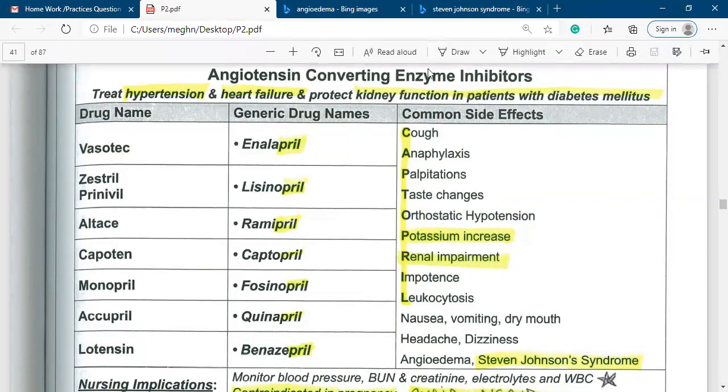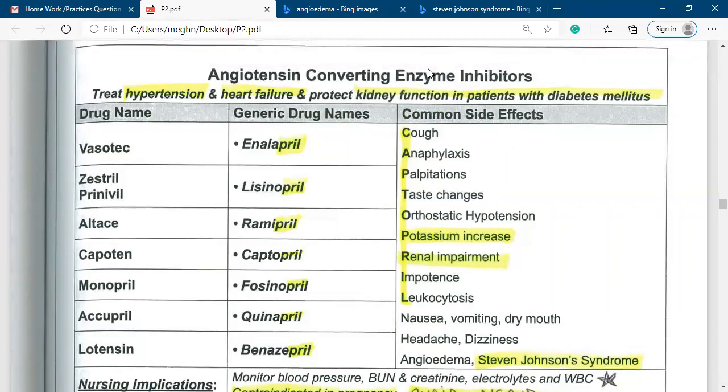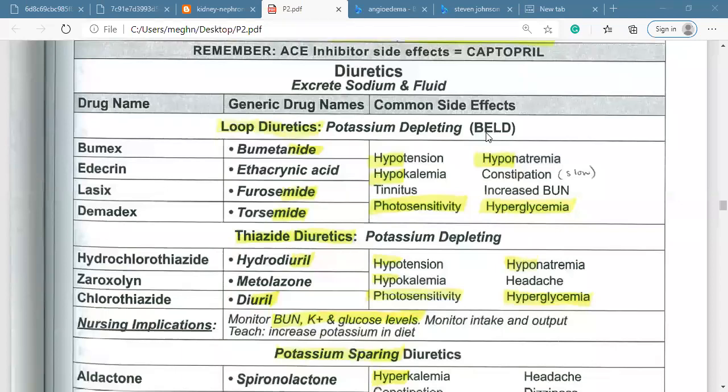So for the antihypertensive medications, right now we are talking about the diuretics. Diuretics are the medications that act on the kidney, especially the kidney tubules, and excrete or expel out the sodium and the fluid.